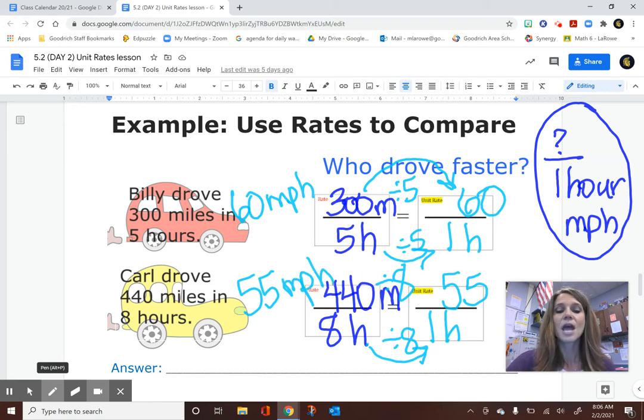Now I need to answer the question, which driver is faster? Well, I know that the higher the speed, the faster the car is going. So Billy is faster by 5 miles every hour. Notice how we wrote a rate, found a unit rate for each of those rates, and used that information to compare and answer the question. We'll give you one to try.